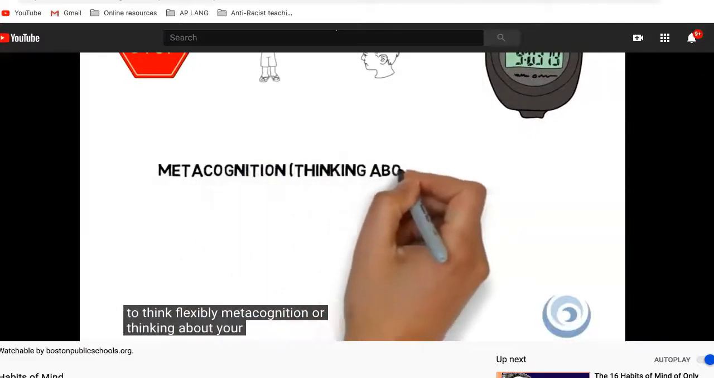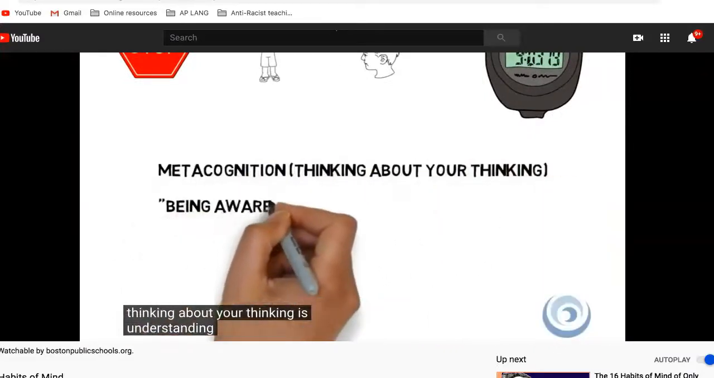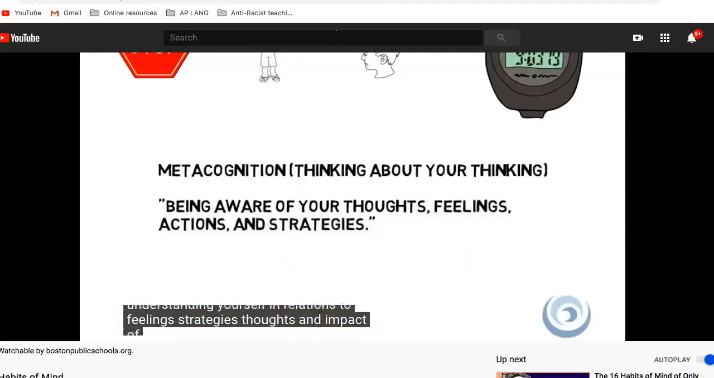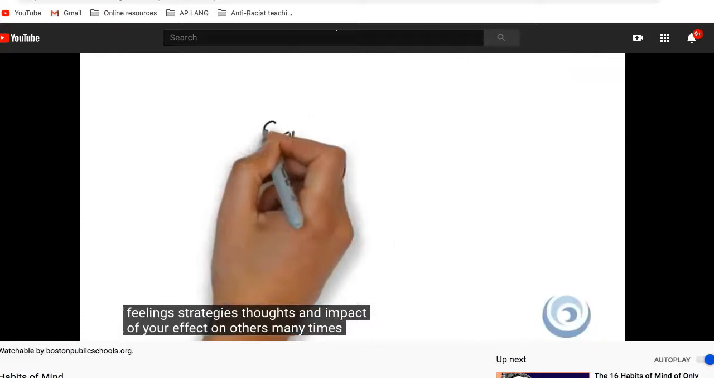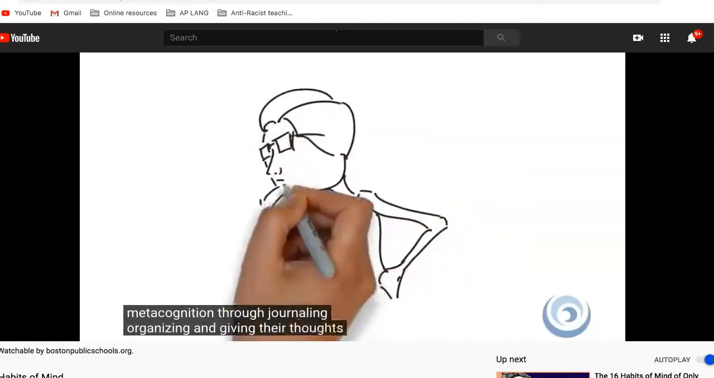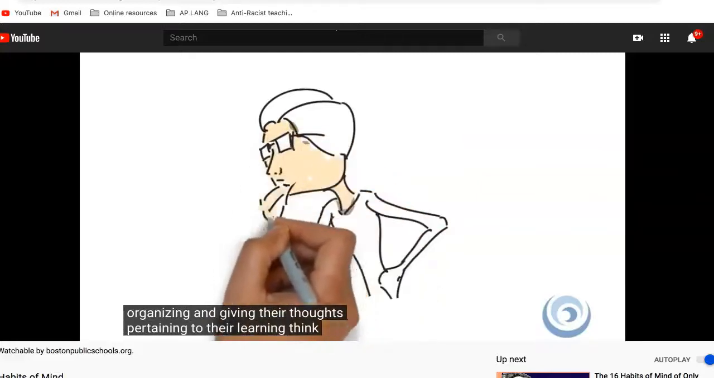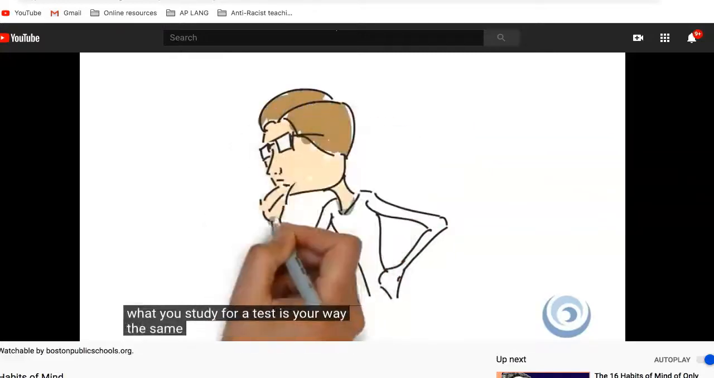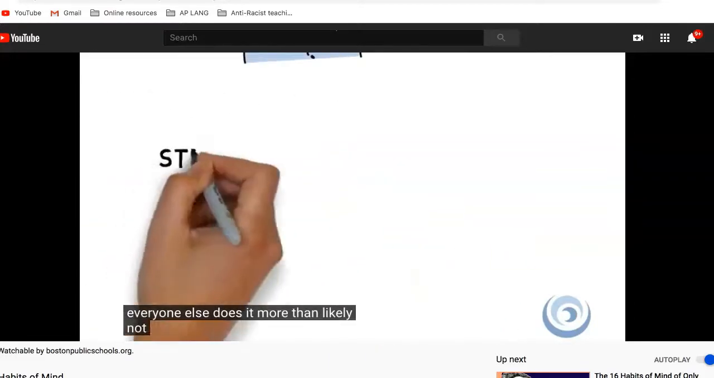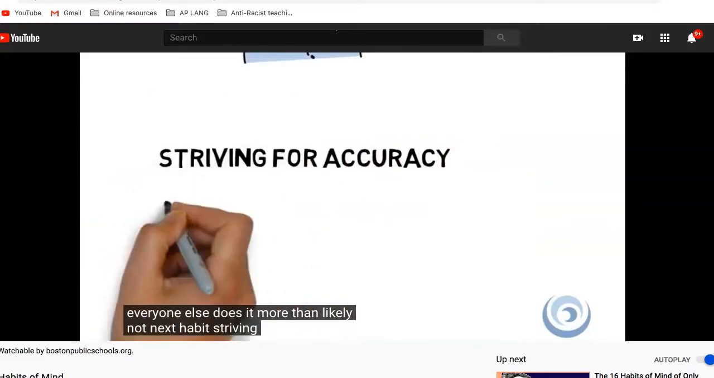Metacognition, or thinking about your thinking, is understanding yourself in relation to feelings, strategies, thoughts, and the impact of your effect on others. Many times in the classroom, students demonstrate metacognition through journaling, organizing, and giving their thoughts pertaining to their learning. Think about when you study for a test. Is your way the same way everyone else's? And everyone else does it? More than likely not. Next habit, striving for accuracy.